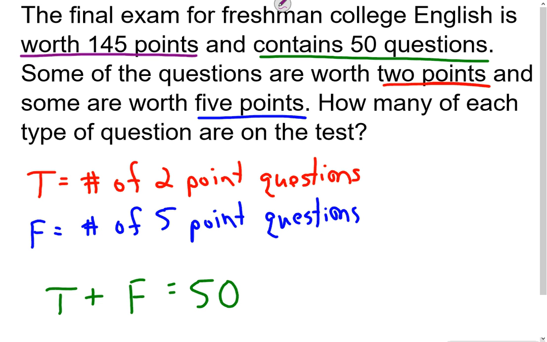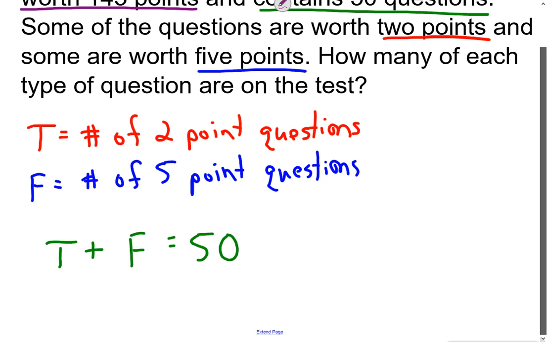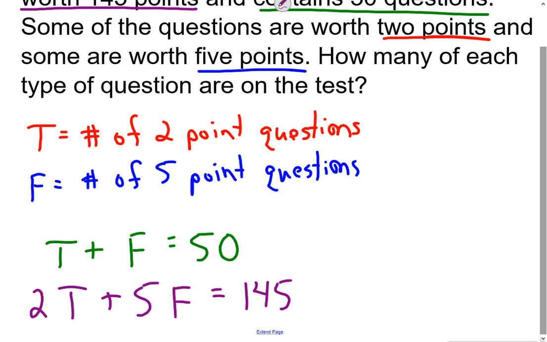I said there were 40 5-point questions. Well, how much are those worth? Well, 40 times 5 is 200. I'd take those two numbers, add them together, and I'd have 220 points. Obviously, that's not the number of questions, so I have to figure this out. But notice what I did is I took the number of 2-point questions and multiplied it by 2. So if I take 2 times the number of 2-point questions and 5 times the number of 5-point questions and add those together, it's going to give me the total number of points in the test, which is 145. Now I have a system of equations that I can solve.